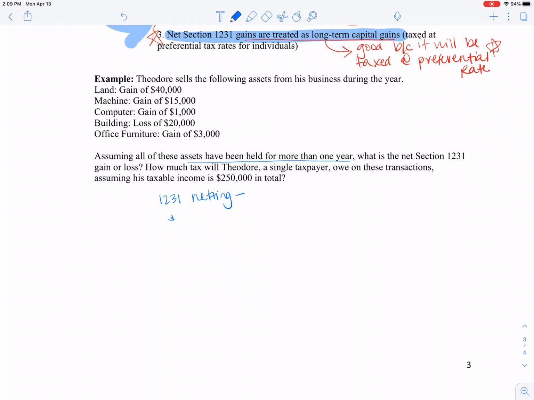So the 1231 netting process. So we have $40,000 in a gain. We have a $15,000 gain and a $1,000 gain. Then we have a loss of 20.